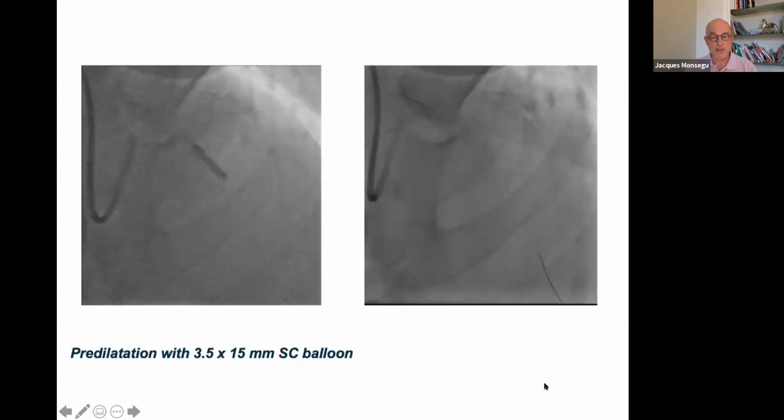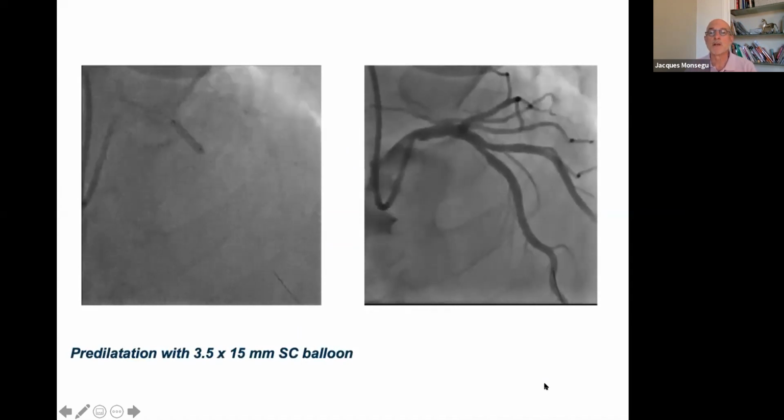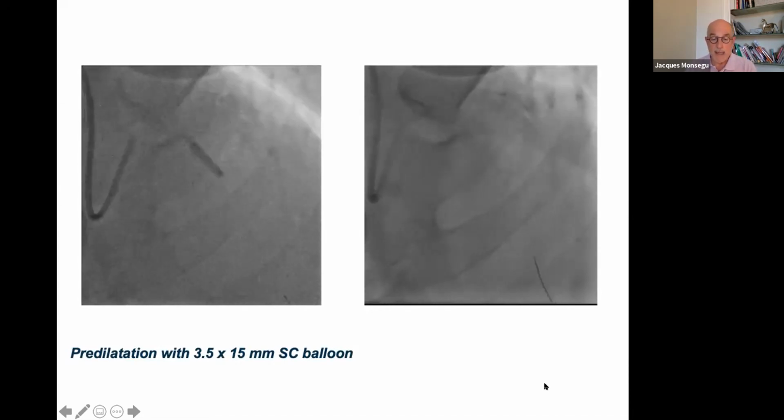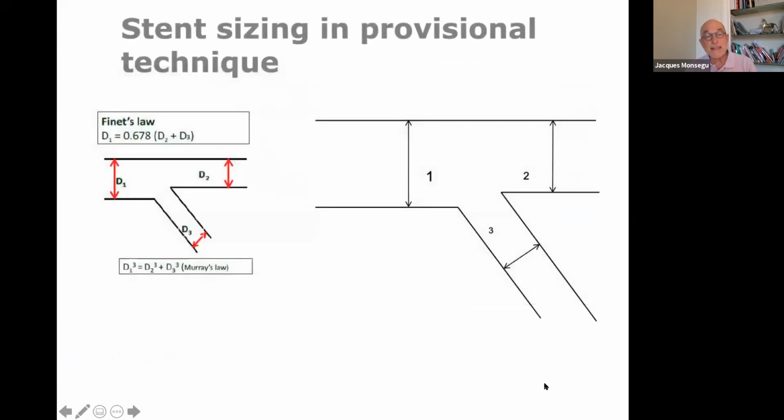So this is a pre-dilatation. So you see with a 3.5 millimeter balloon. And after that, you see we have a good result and we can decide to plan and to perform LAD stenting. Nevertheless, and just to choose your stent, I want to remind you a fundamental rule about fractal law. Finet, Gérard Finet in France, Frenchman, showed several years ago that proximal diameter is always bigger than distal diameter.